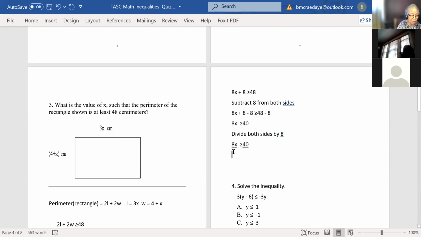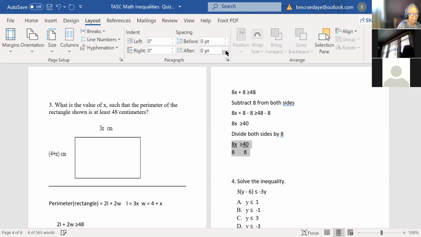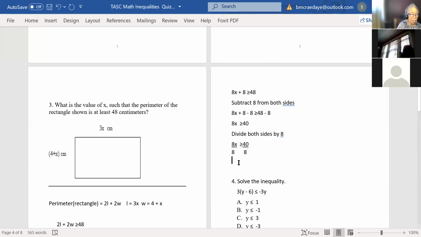So I put my 8 here, and on the right, my 8. And like you said, your answer, x greater than or equal to 5. Okay, so the answer would be x greater than or equal to 5. What's the value of x such that the perimeter is at least 48 centimeters? The answer would be x must be greater than or equal to 5.